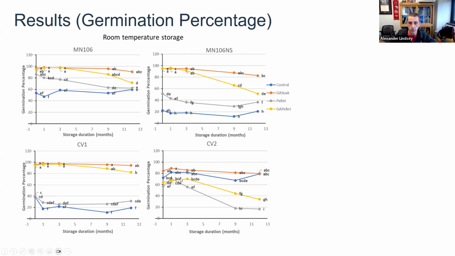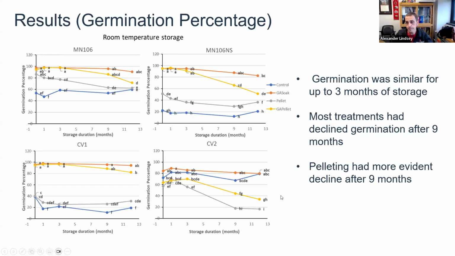The golden seeded type, though, was impeded with gibberellic acid and pelleting, as well as pelleting alone. And again, it's a non-advisable practice. Pelleting had more evident decline after 9 months than other treatments, particularly in our golden seed type.